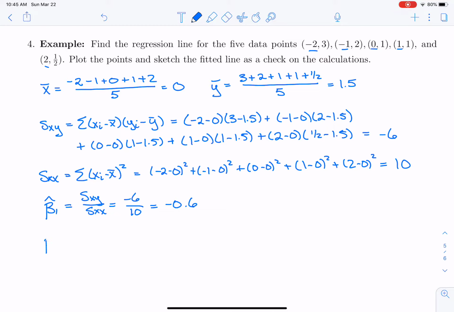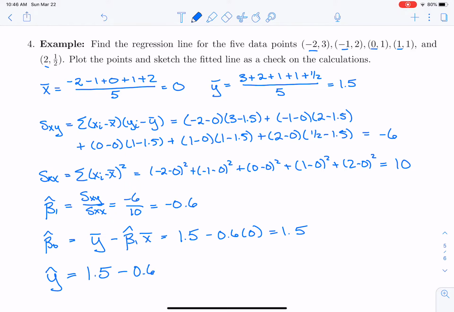And then what is beta 0 hat? Well, that's going to be y bar minus beta 1 hat x bar. So that's going to be 1.5 for y bar minus 0.6 for the slope times x bar, which is 0. So that's going to give us just 1.5. And so that's how we can find the regression line, which is beta 0, 1.5, minus beta 1, which is 0.6, times x. And that is our best fit line.